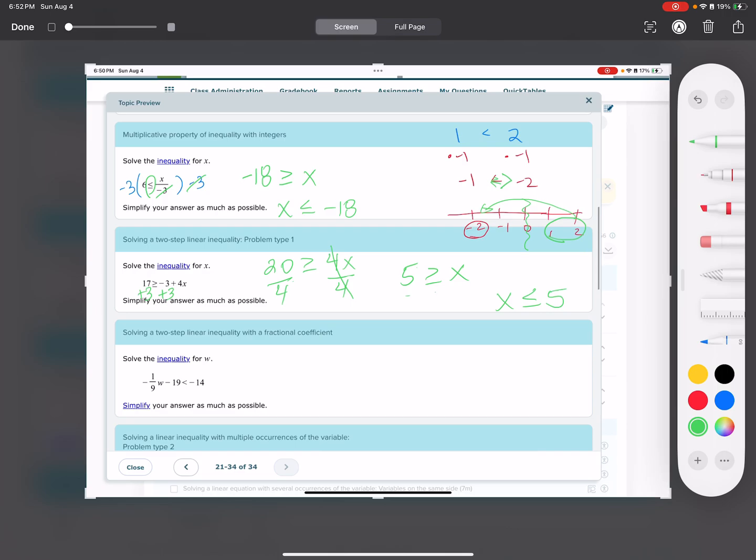All right, for this one here, I'm going to add 19 to both sides first, and we get negative 1/9 w is less than, so 19 minus 14 is 5. I'm going to multiply both sides by negative 9. Oh, there's a w in there, I forgot that w. Well, those cancel, and I'm going to end up with w. But what happens when I multiply by a negative on both sides? This sign is going to flip to greater than, and I'm going to get 5 times negative 9, which is negative 45. And that's my answer.